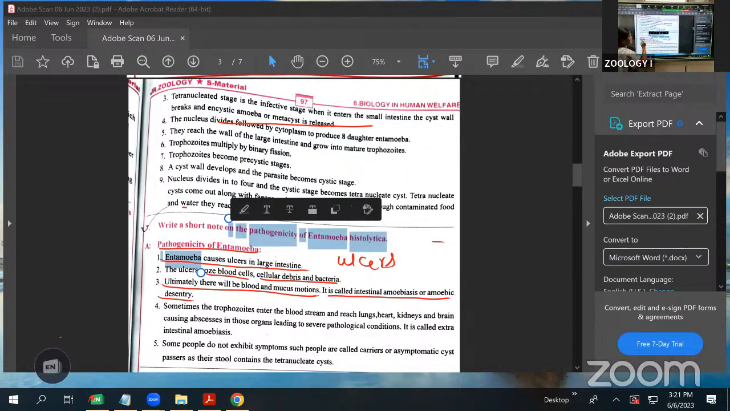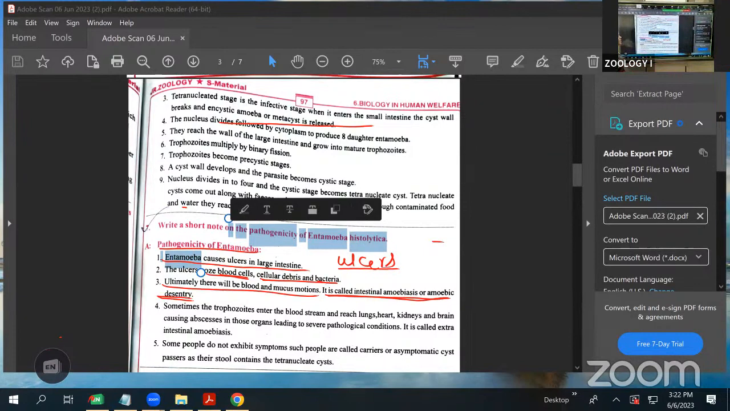First, the Entamoeba is present in the large intestine. In the large intestine, they make a wound, meaning ulcers. From the ulcers, the blood cells, cellular debris and bacteria come out. This blood and mucus along with the fecal matter come out, and that is called intestinal amoebiasis, or amoebic dysentery.